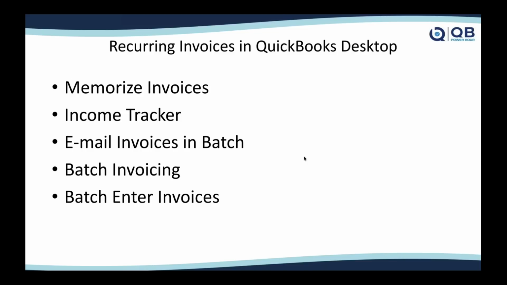All right, so let's jump right into the topic. I'm going to cover these 5 topics: memorized invoices, income tracker, email invoices in batch, invoicing, and batch enter invoicing. These are the options that we have in QuickBooks Desktop when it comes to, quote unquote, automating or recurring invoices.